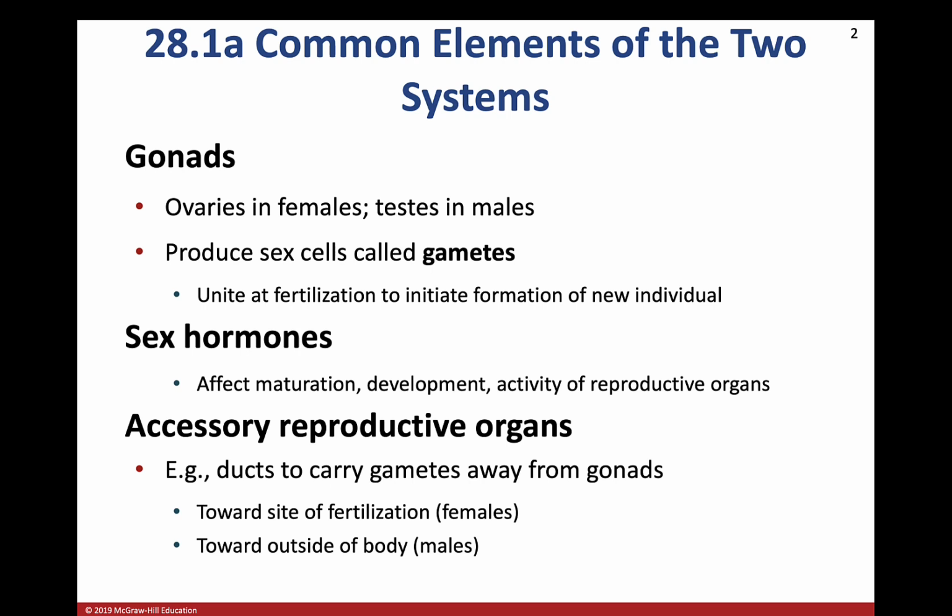One thing that I will put a pretty significant emphasis on will be the sex hormones, and those are hormones that impact maturation, development, and also regulate the activity of reproductive organs. Also, we'll be looking at accessory reproductive organs, and examples would be the ducts to carry gametes away from the gonads, towards the site of fertilization in females, and towards outside of the body for males.